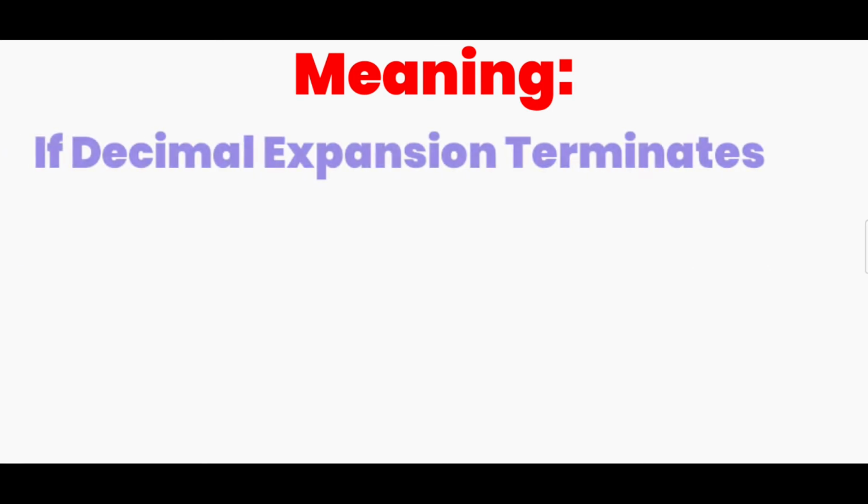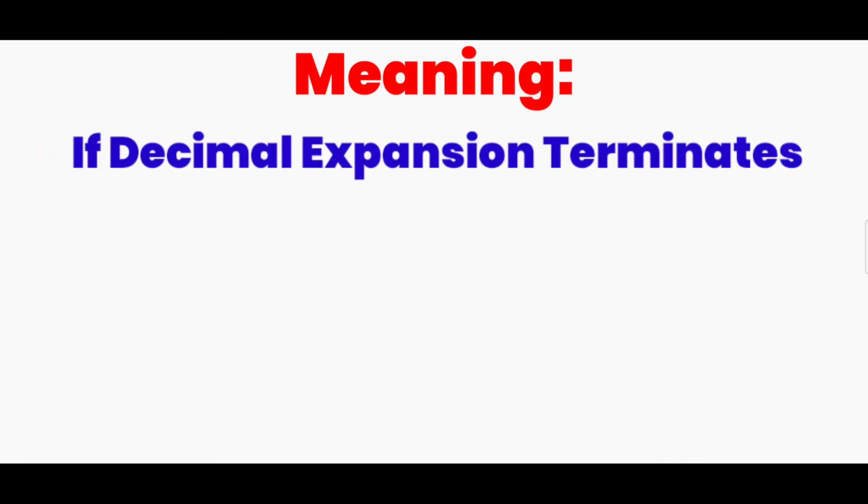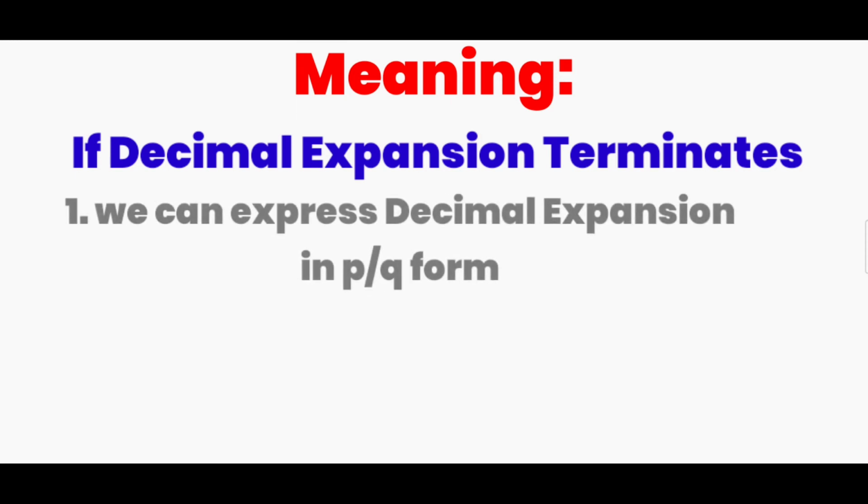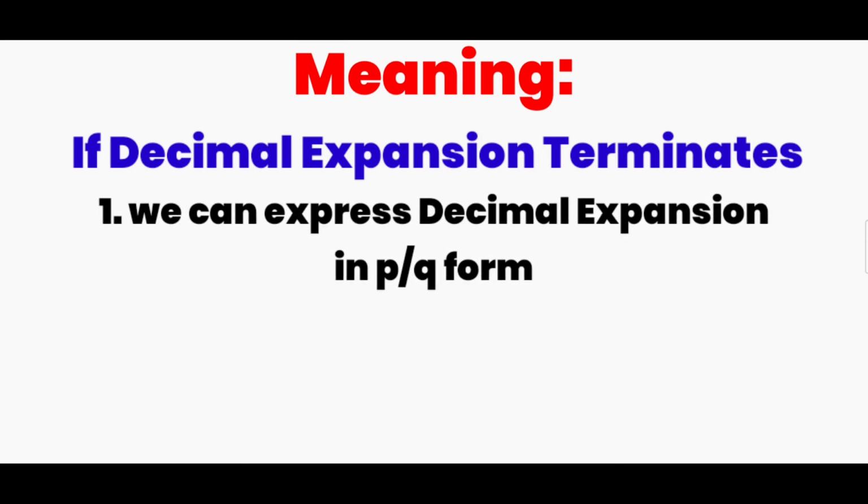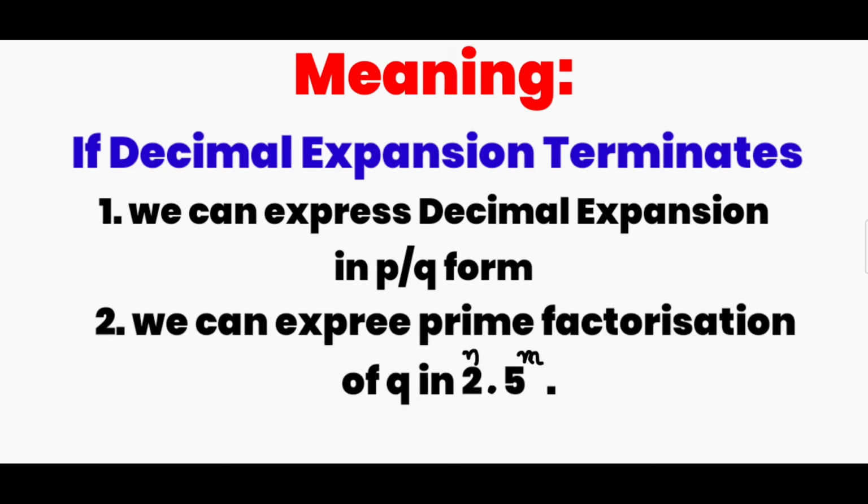The meaning of this statement is, if we have a decimal expansion which terminates, then we can write that decimal expansion in p upon q form, and the prime factorization of q we can write in this form, 2 raised to power n and 5 raised to power m. So let me explain this statement to you with an example.